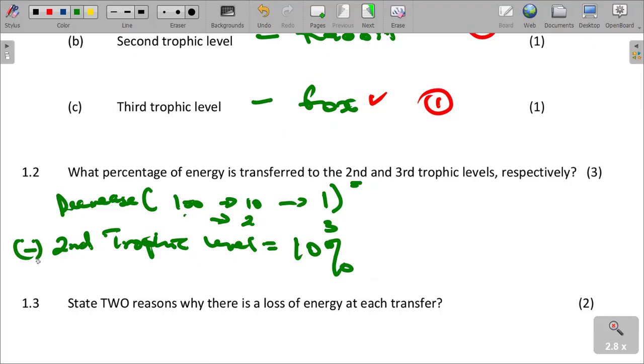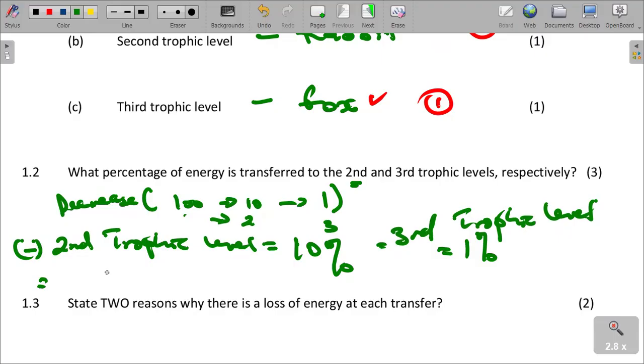And then, secondly, we are also seeing the third trophic level. What do we see or what do we have? We are saying it is 10 to 1. So how much percentage is being transferred? So 10% of 10, that is what? That can be 1%. That can be 1%. So our answer is what? Here is 1%.